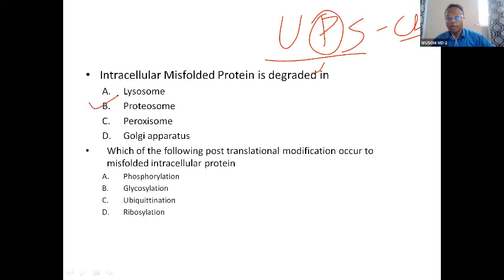The cell does not want misfolded protein. Misfolded protein will cause many disorders, like Alzheimer's disease, we have done a TBL on that. That is why the proteasome will degrade and destroy that protein. Which of the following post-translational modifications occurs to misfolded protein? Ubiquitin addition. After ubiquitin addition, then this will be degraded.